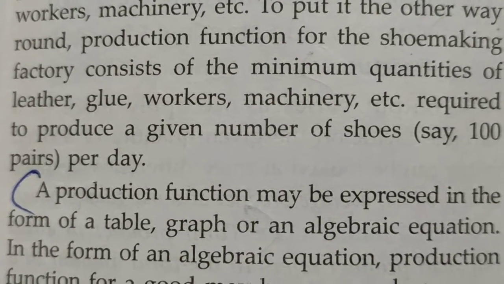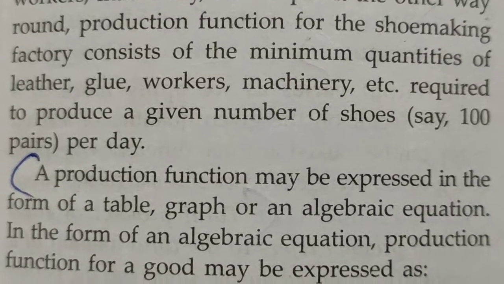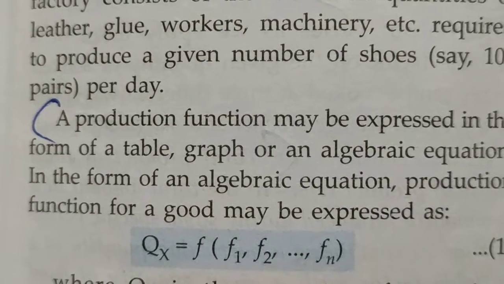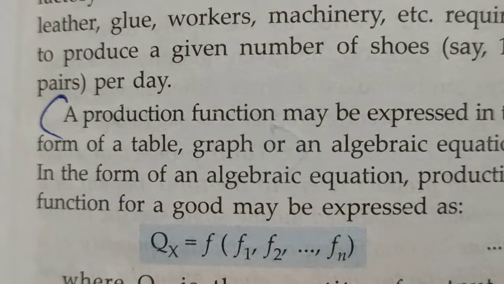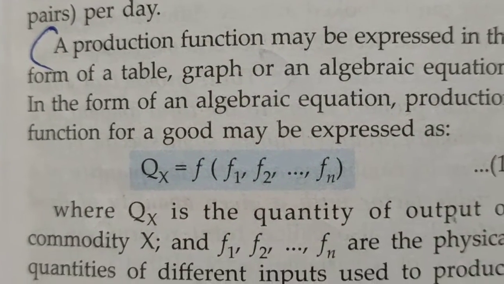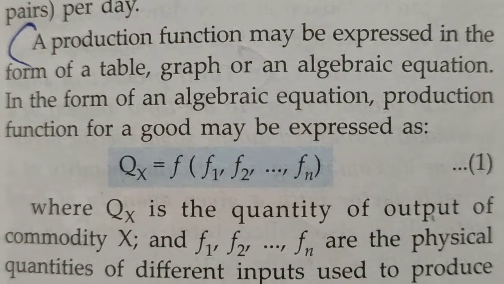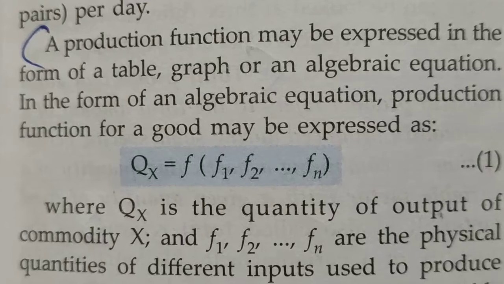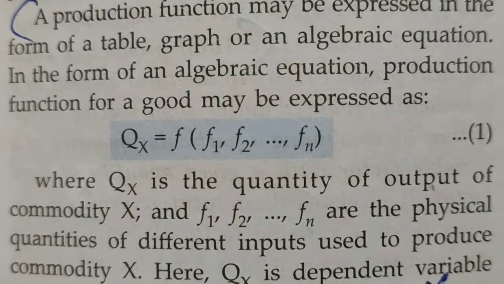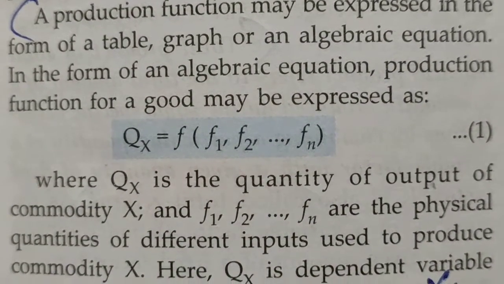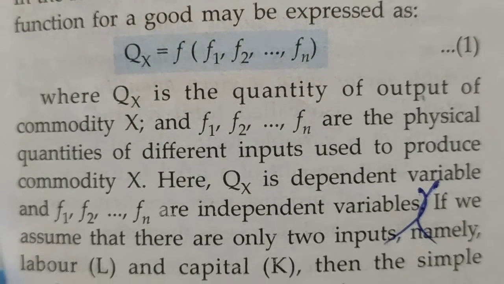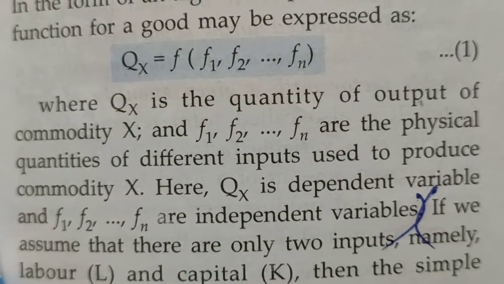In the form of an algebraic equation, the production function for a good may be expressed as Qx equals f(f1, f2, ..., fn), where Qx is the quantity of output of commodity X and f1, f2, ..., fn are the physical quantities of the different inputs used to produce commodity X. Here Qx is the dependent variable and f1, f2, ..., fn are the independent variables.